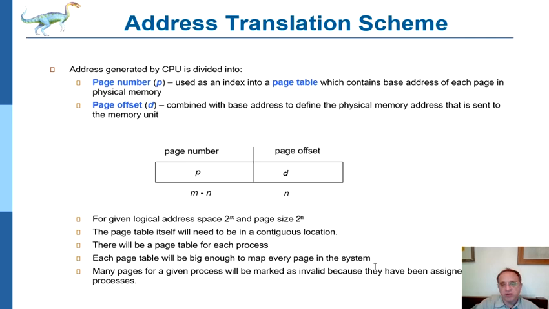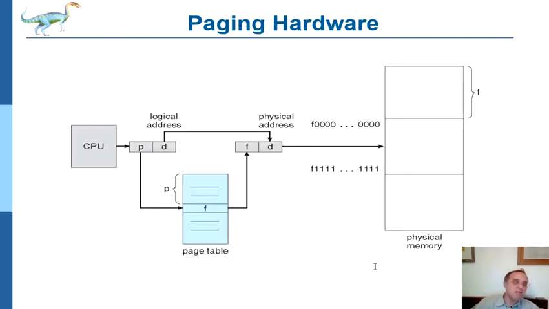Many pages for a given process will be marked as invalid because they have been assigned to other processes. In fact, most of the rows in the page table will be invalid because there are probably other processes using a lot of the memory. Unless you're a huge process using almost all the memory, most of the rows in your page table will be invalid because they're referencing frames in memory that are not yours.